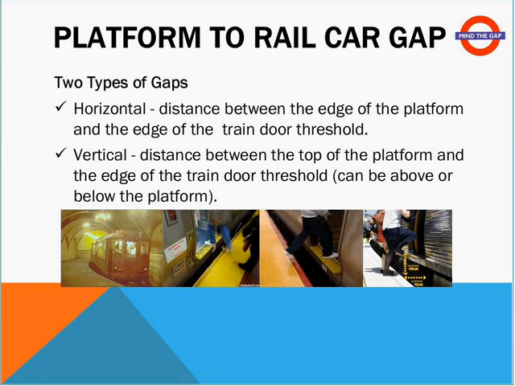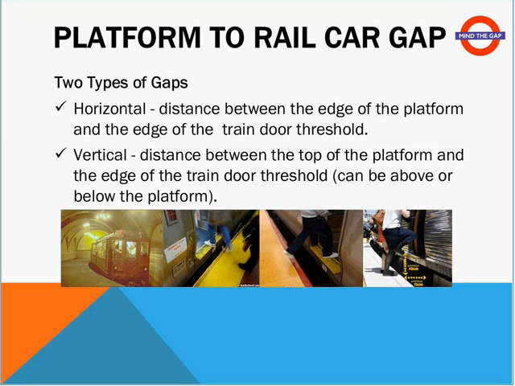And the second gap, which gets less consideration but is equally as important, is the vertical gap, and that's the distance between the top of the platform and the edge of the train door threshold, as you can see in the right-hand picture, which shows both the horizontal and vertical gap. The first picture is very interesting.